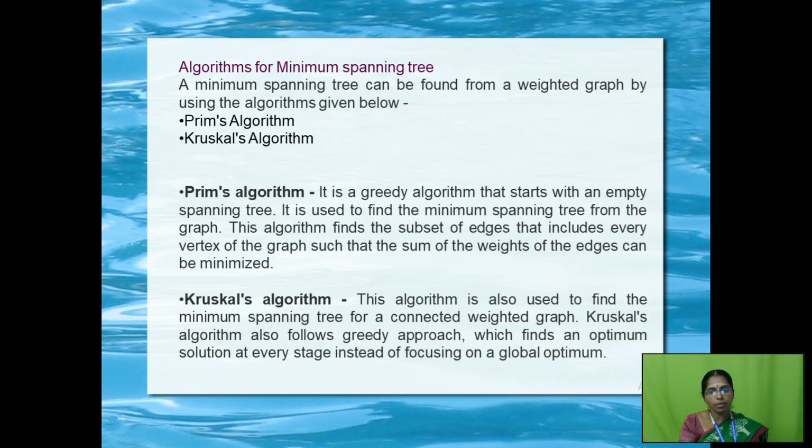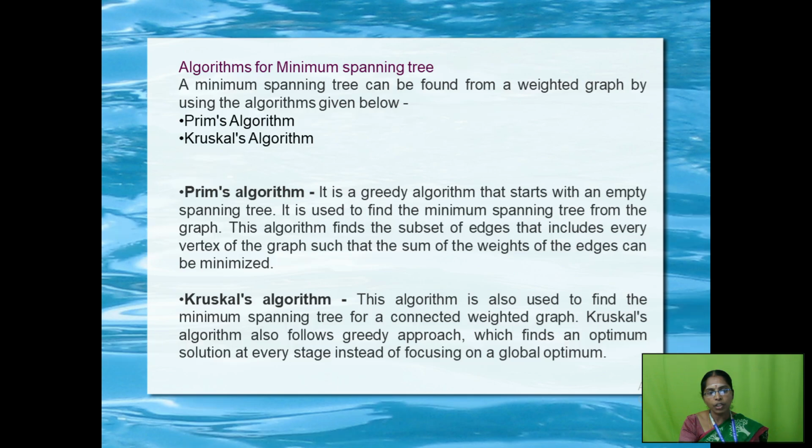So what is the algorithm of the minimum spanning tree? It is found from a weighted graph by using two types of algorithms. One is Prim's algorithm, another one is Kruskal's algorithm. So what is Prim's algorithm? It is a greedy algorithm that starts with an empty spanning tree. First you take a node, and from that node we are going to construct the minimum spanning tree from the graph. This algorithm finds the subset of edges that includes every vertex of the graph such that the sum of the weights of the edges is minimized.